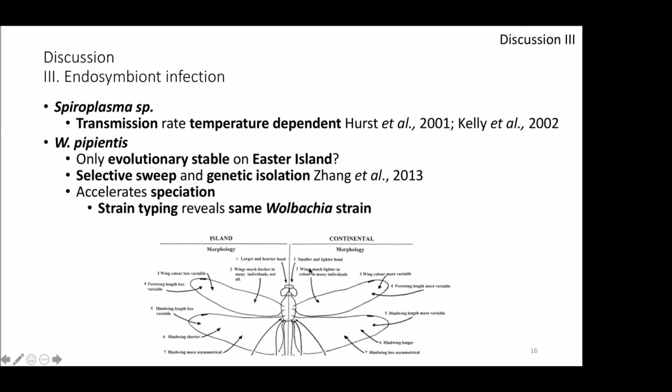What we can see here on the bottom is a really old picture, already 20 years old. This is one of the first papers conducting research on the Easter Island population of Pantala flavescens, and we can see that there are many morphological differences between the continental ones and the Easter Island population. You don't need to read everything of this, but there are a lot of morphological differences, such as smaller forewings, and they even have a different flight behavior. So this infection pattern of Wolbachia should accelerate its speciation and maybe has an impact on its population that does not migrate anymore.